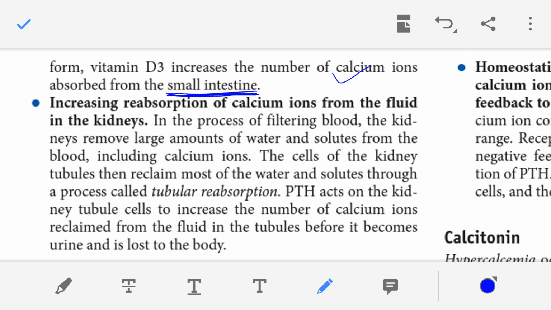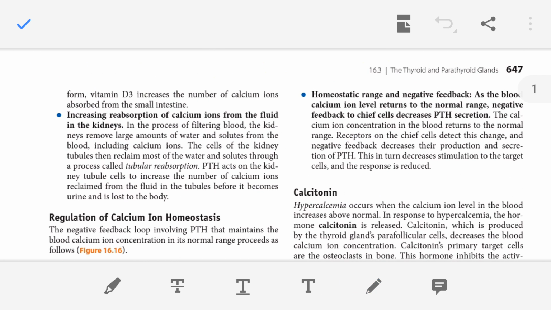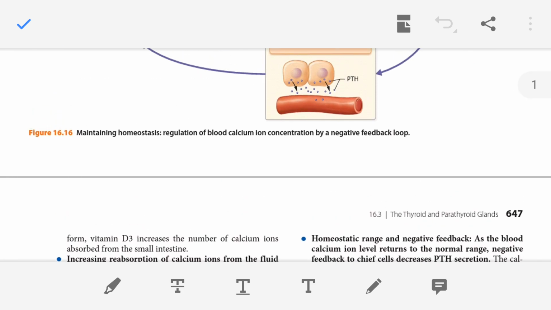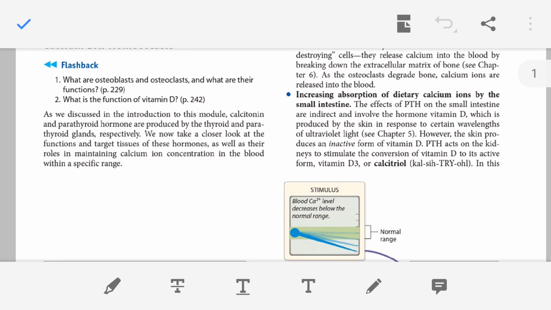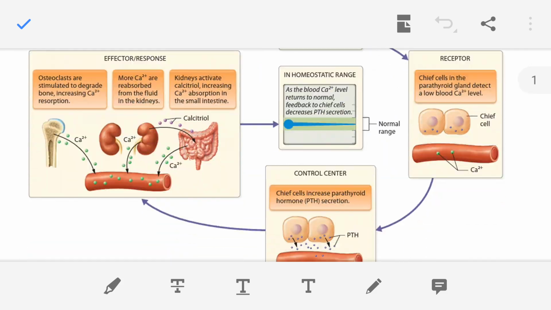So there is a whole mechanism there, but keeping in mind the depth of your syllabus, we are not studying that mechanism. But here we are remembering that the vitamin D3 is inducing small intestine cells to absorb more calcium ion, and we now know that vitamin D3, the active form of vitamin D, is formed due to the action of PTH on inactive vitamin D. Okay, so this is the second method.